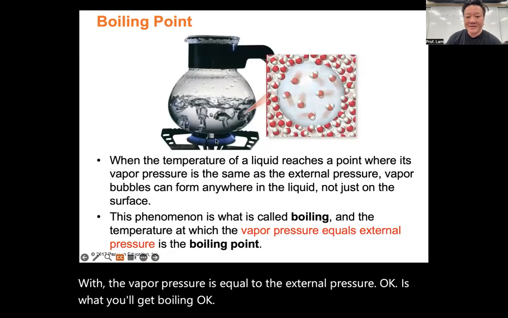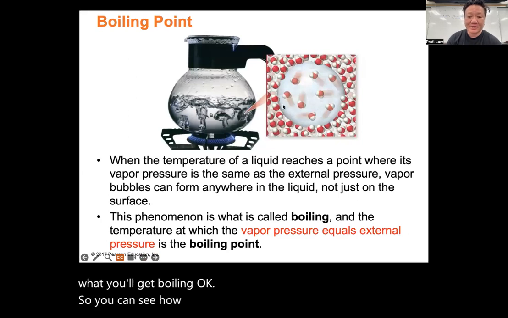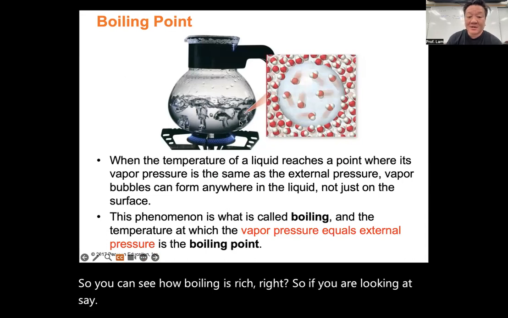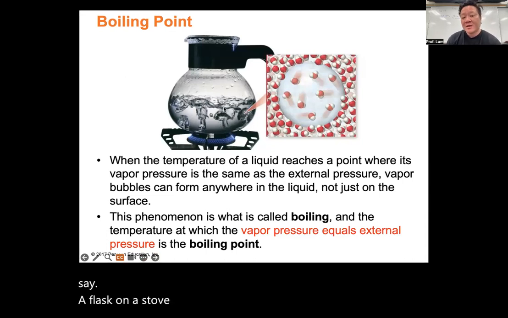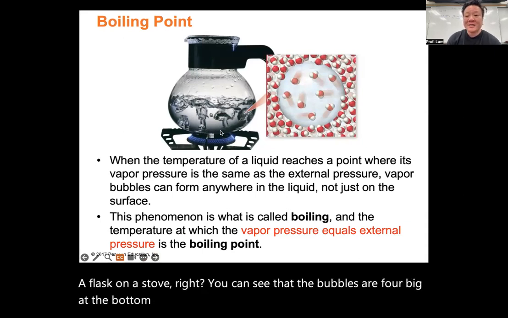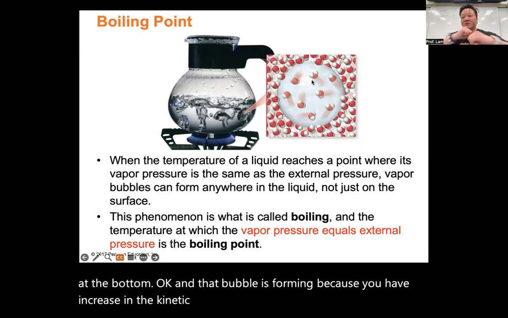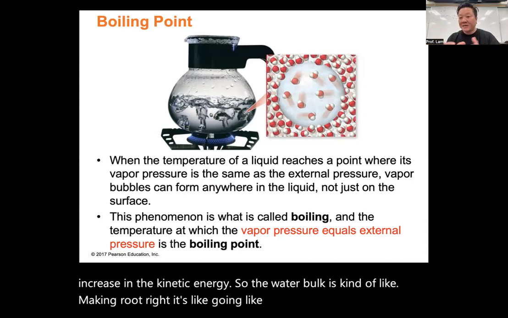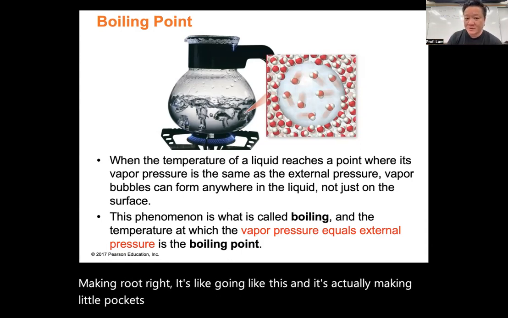So you can see how boiling is reached. If you are looking at, say, a flask on a stove, you can see that the bubbles are forming at the bottom. And that bubble is forming because you have an increase in the kinetic energy. So the water molecules are kind of making room. It's making little pockets, and those are what bubbles are.